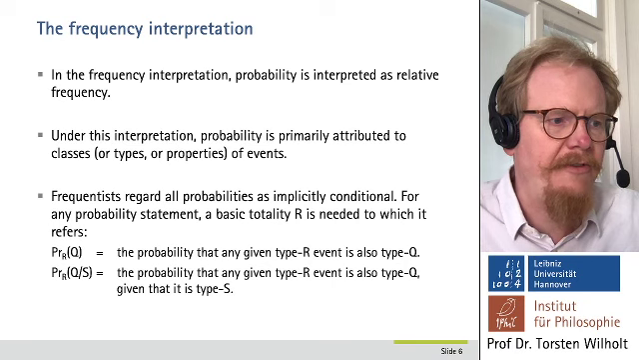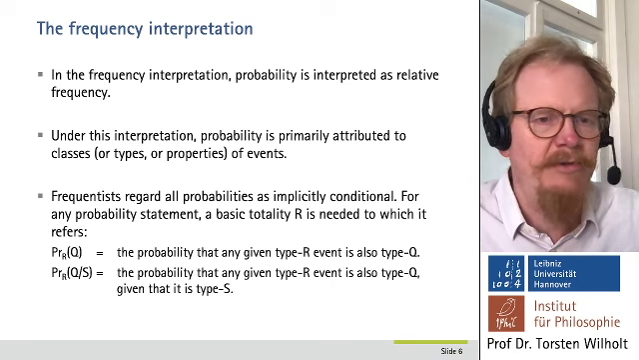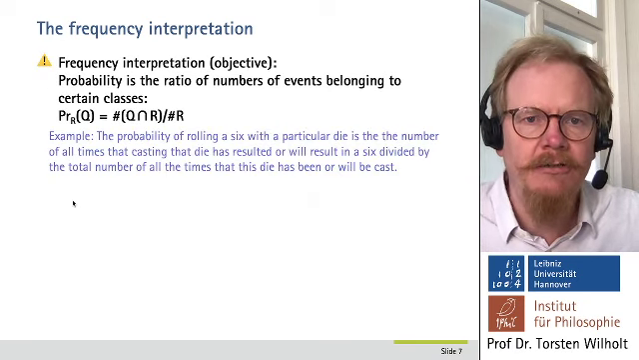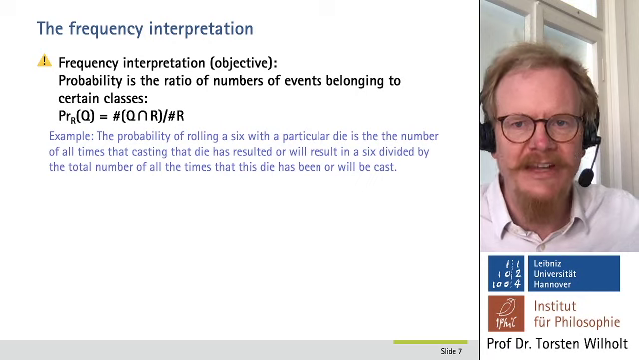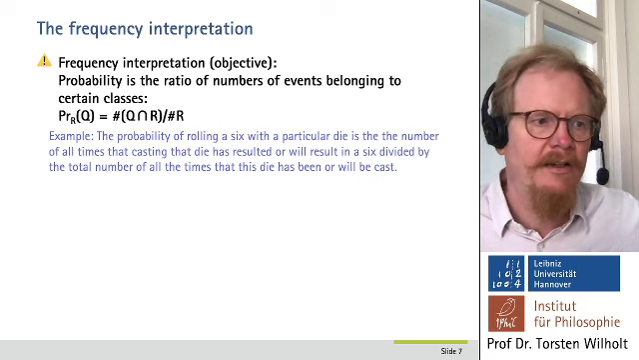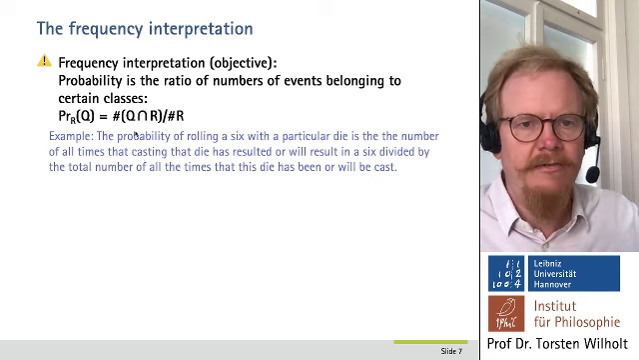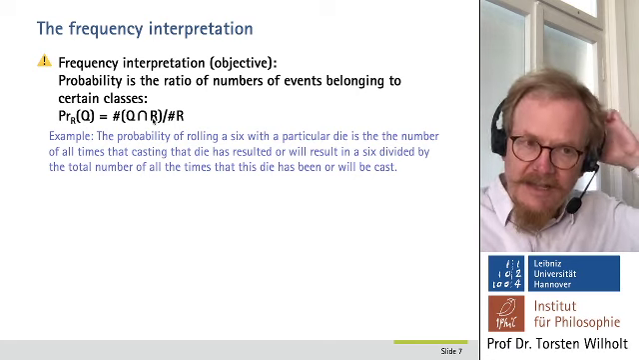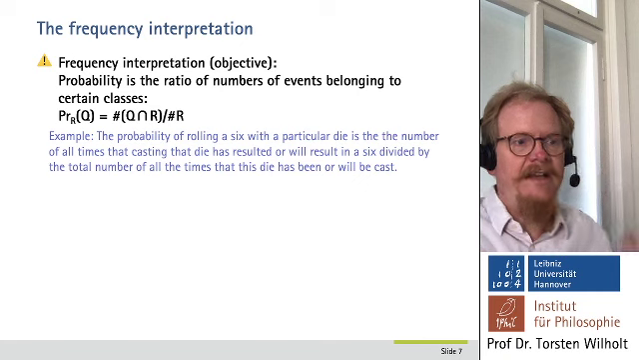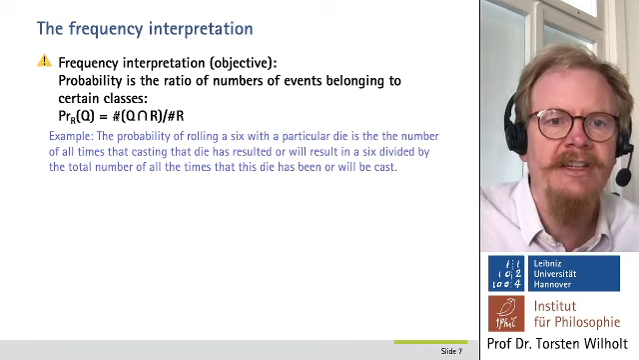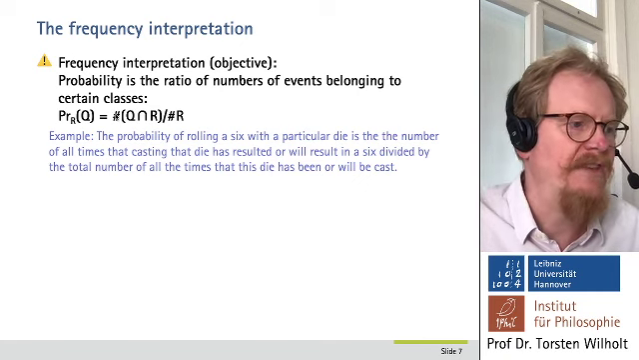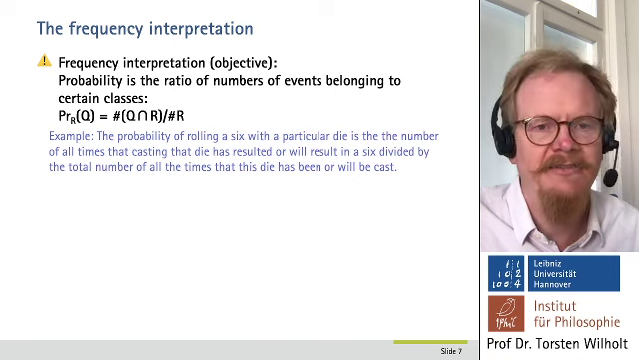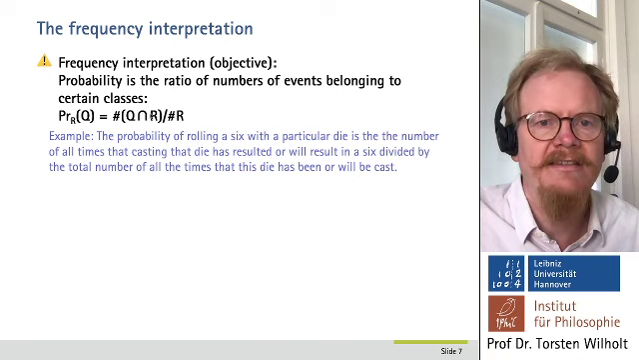So according to the frequentist, probability is just the ratio of numbers of events belonging to certain classes. Here the letters Q and R stand for classes of events, and the hash symbol is really just the number of event elements in the respective class, and this sign here means it's the intersection of the classes Q and R.